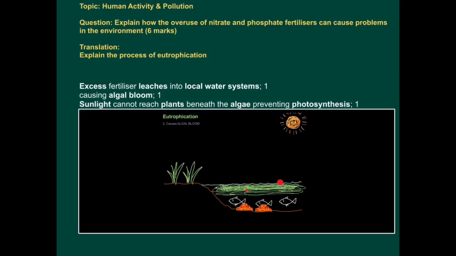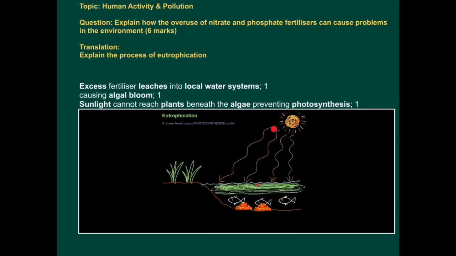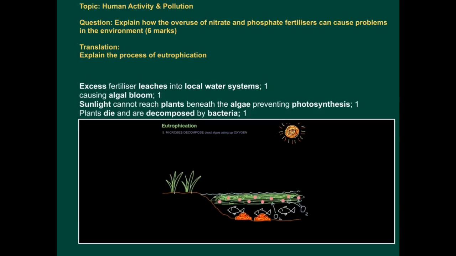So the sunlight is being blocked by this layer. Any plants down here or lower levels of algae will not be able to photosynthesize. So you can see that sunlight being blocked. As a result, plants die and are decomposed, broken down by bacteria. That's what these pink dots are here.